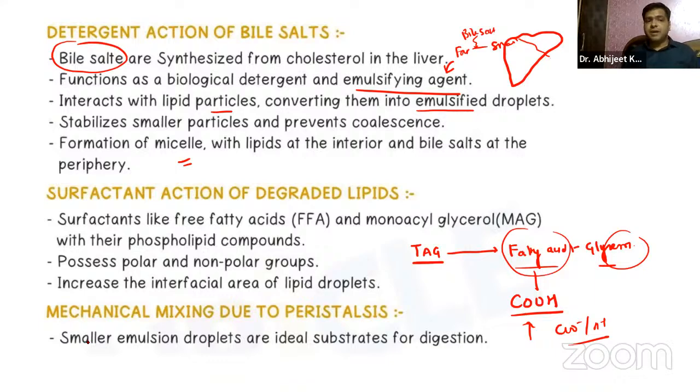And mechanical mixing, I've already told you, that is peristalsis, the rhythmic contraction and relaxation of the muscles, and they automatically try to mix it into smaller droplets. They are actually mechanically trying to compress it. And obviously these droplets are essential substrates for digestion, right? So that is something that you have to remember over here.